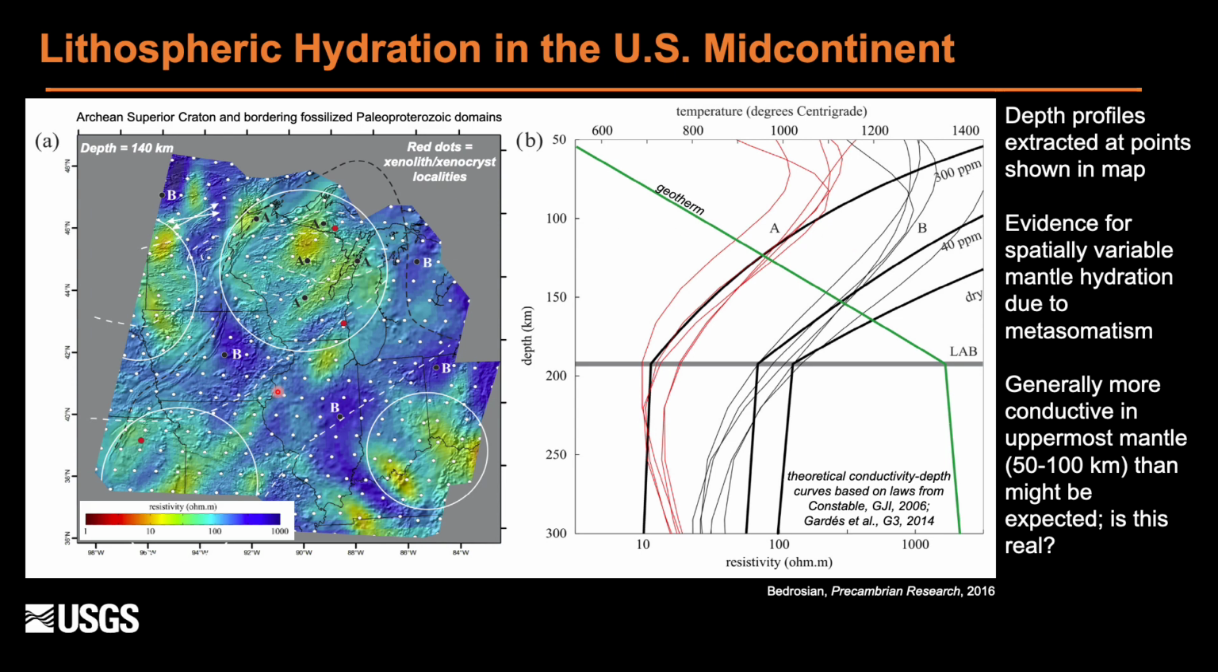Finally, I'll note there are some xenolith and xenocrystal constraints on upper mantle properties in this region. The xenolith and xenocrystal localities are shown with these red dots on the map here, and where these fall over more conductive mantle, they generally support the presence of fertile, more hydrated mantle. However, again, the source of this refertilization is unclear.